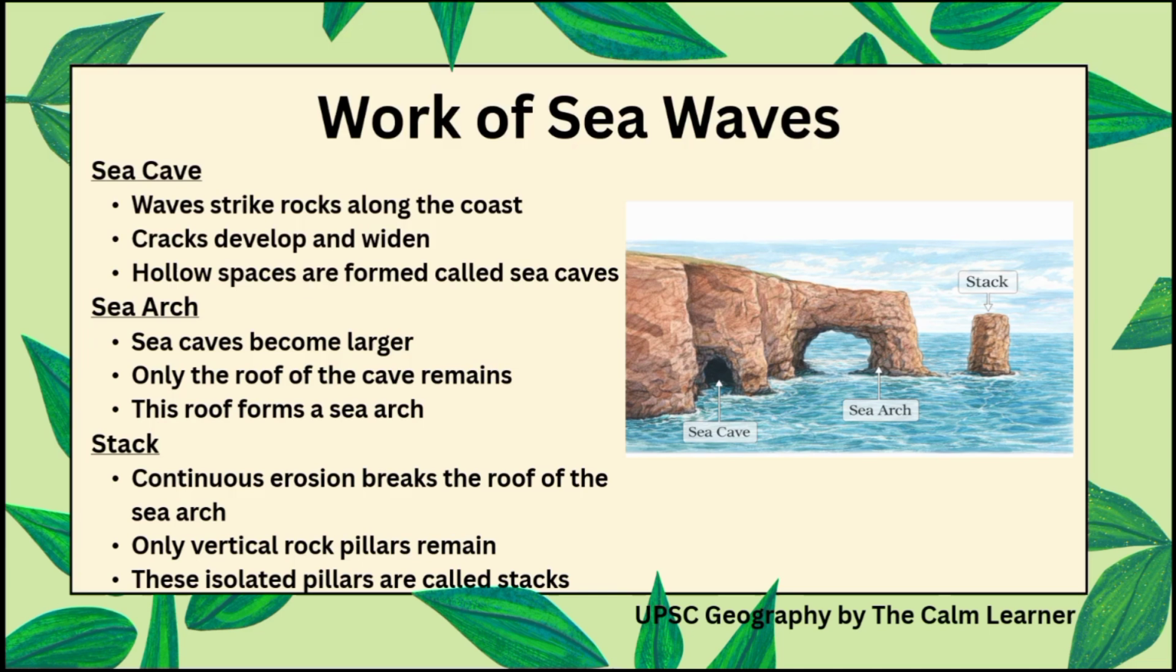Lastly, let us look at how stacks are formed. With continuous erosion, even the roof of the sea arch collapses. After the collapse, only tall vertical rock pillars are left standing in the sea. These isolated rock pillars are known as stacks. So, sea caves, sea arches, and stacks are formed one after another due to the continuous erosional work of sea waves.